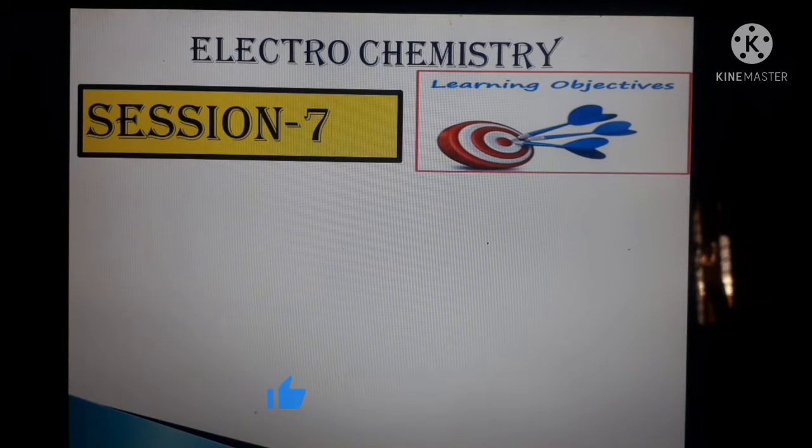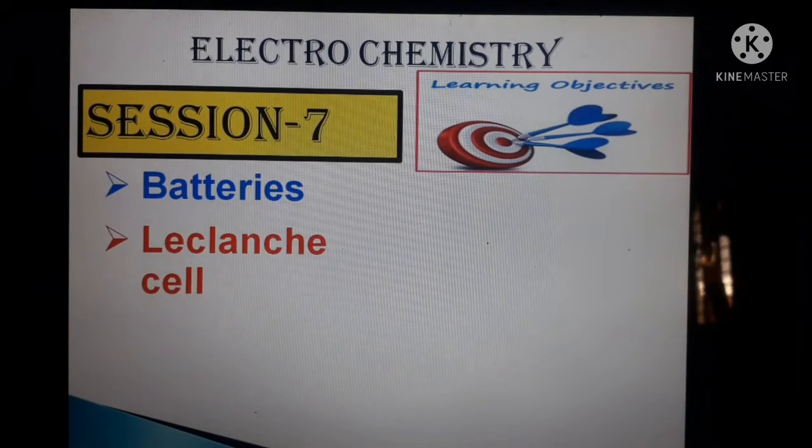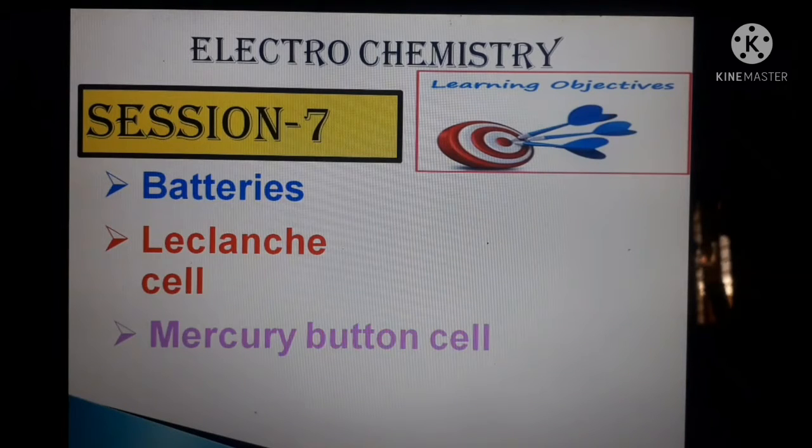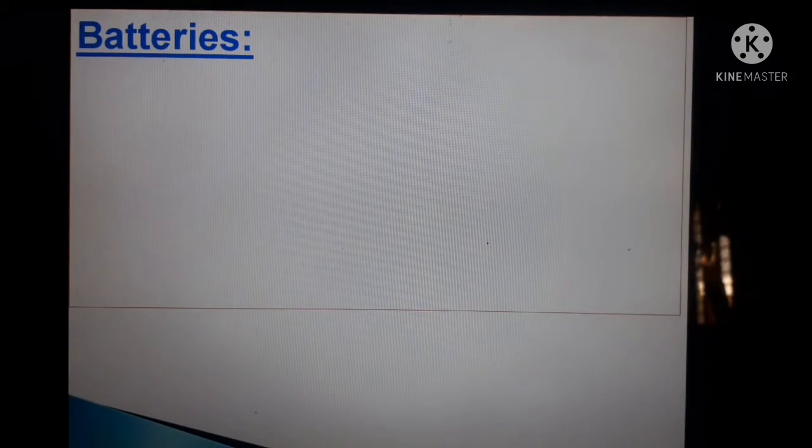Next, the main objectives of this session 7 are about batteries, Lagrange cell and the mercury button cell. So one by one we will see that. Now first, batteries. What are batteries?